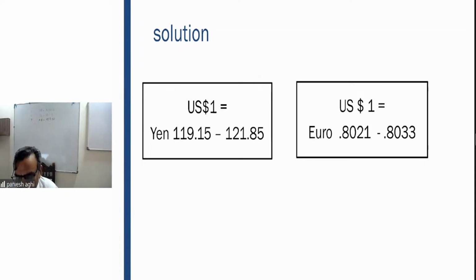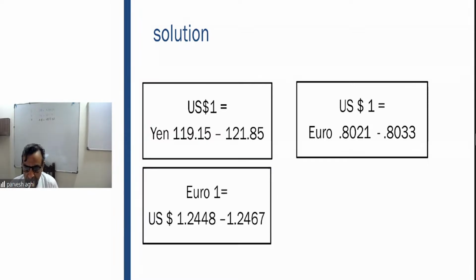But the second quote is not in order, because now you are going to buy a euro by selling your dollars. So the second quote you need to convert in terms of euros. By reciprocating, we got these rates. So 1 euro is equal to 1 divided by 0.8033, so we get 1.2448, and 1 divided by 0.8021, we get 1.2467.